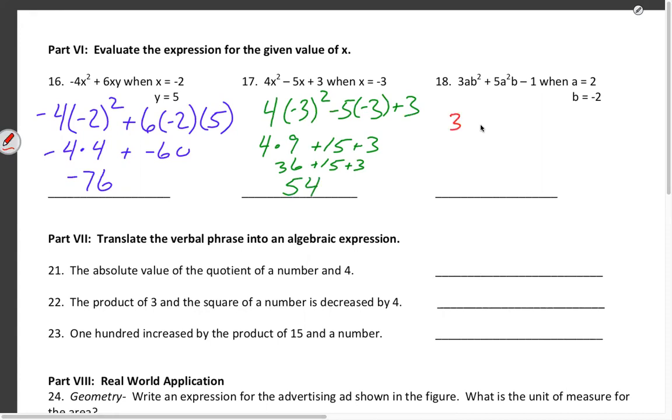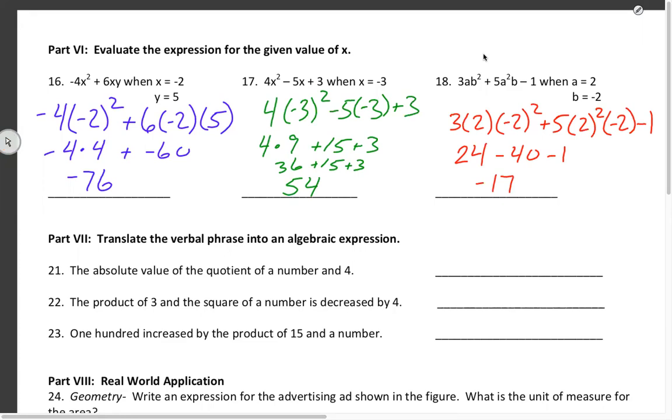A is 2, so I have 3 times 2 times -2 squared plus 5 times 2 squared times -2 minus 1. That was a lot to say. So I have -2 squared is 4, 3 times 2 is 6, so 4 times 6 is 24 for the first part. Then we have 5 times 2 squared, that's 20, times -2 is -40, minus 1. So we have 24 minus 40 minus 1. So I got -17.